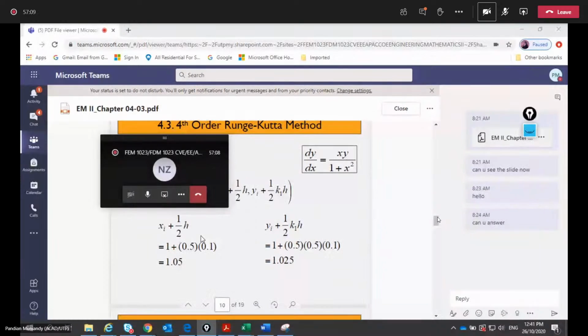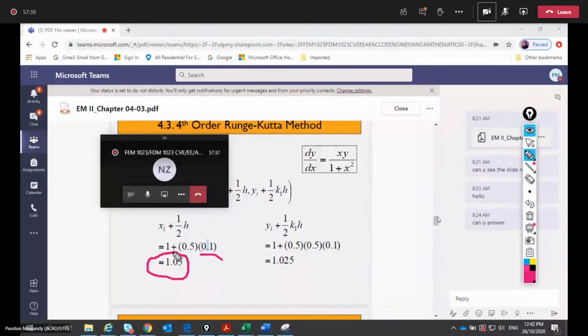So xi plus h/2. Xi is the x naught. That's why I told you they forgot to write the x naught. But they know this is the original x, the initial condition. So x naught is 1 plus half of 0.5... sorry, half of h. H is 0.1. So this is very important. Your h is 0.1, multiply 0.5 plus 1, you get 1.05. This is the new x.